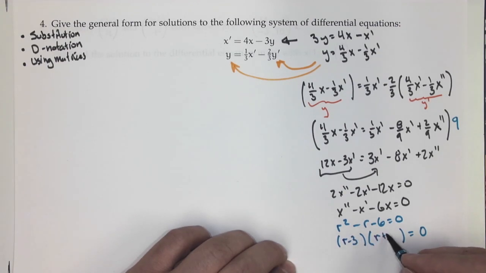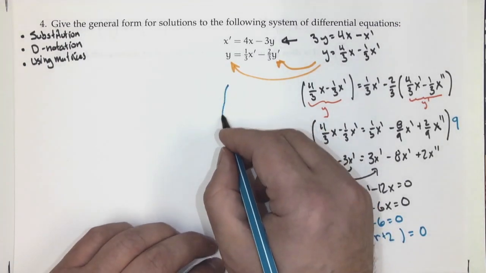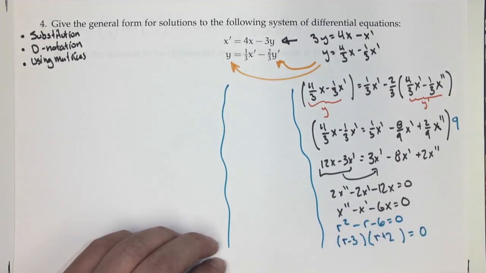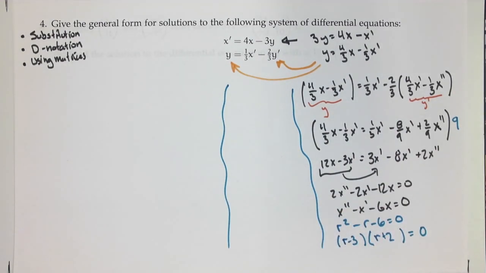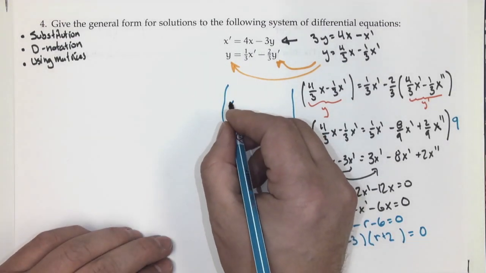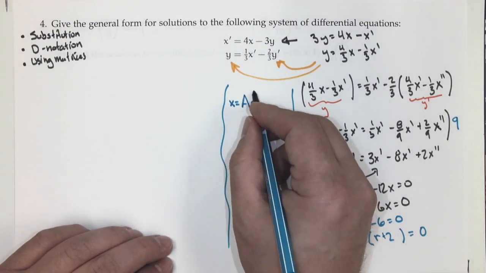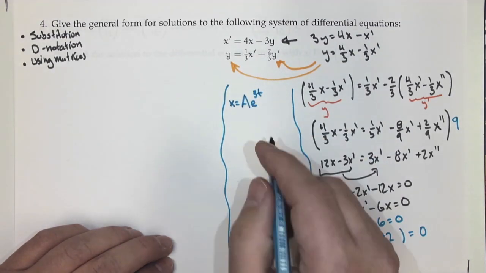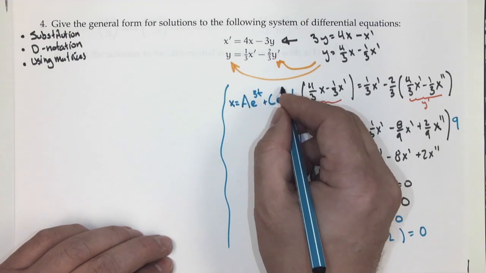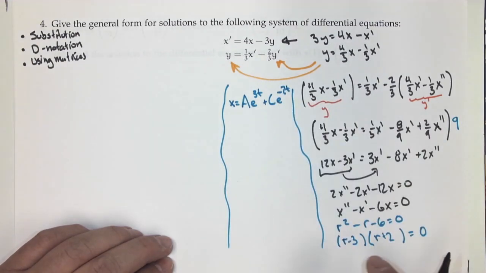R minus 3 and R plus 2. Okay, so we're almost there. Of course, we can double check, right? That's R squared. You get a 2R minus 3R, which is minus R, and a minus 6. So that says that x looks like some constant A, e to the 3t, and some constant C, e to the minus 2t, because our roots are 3 and negative 2.